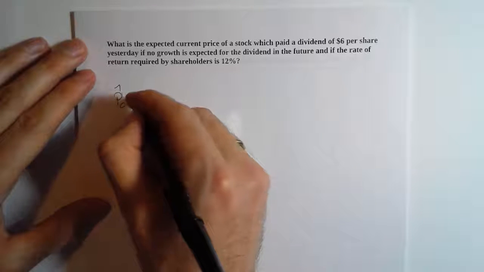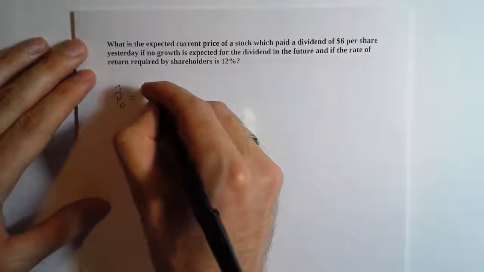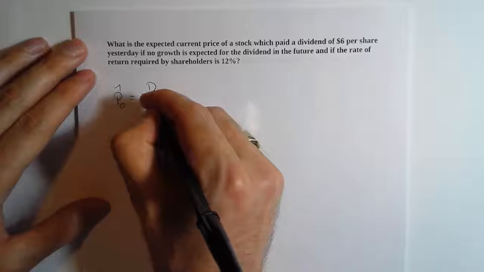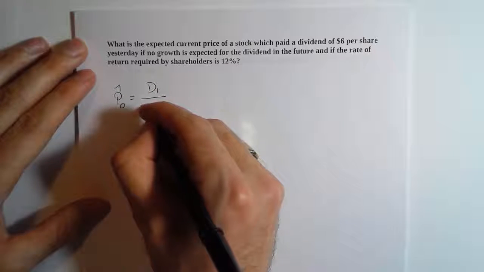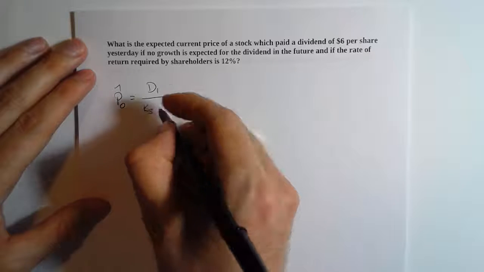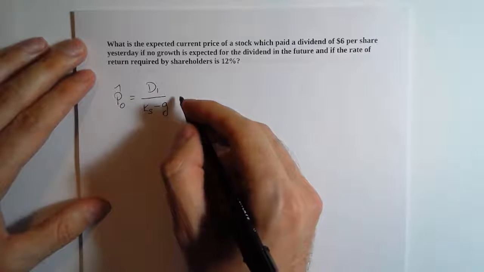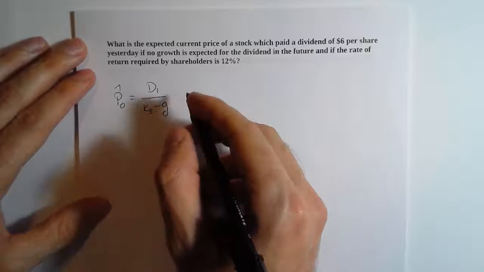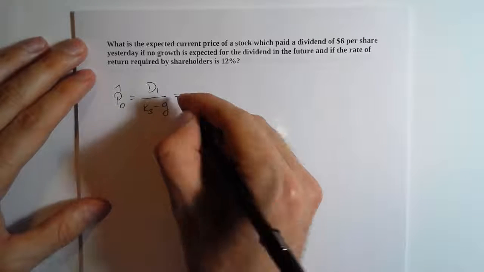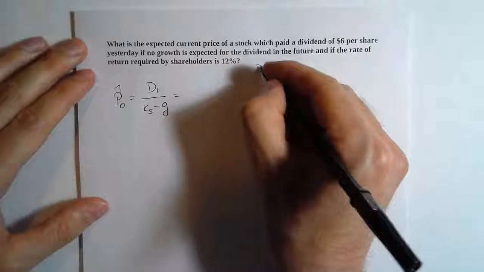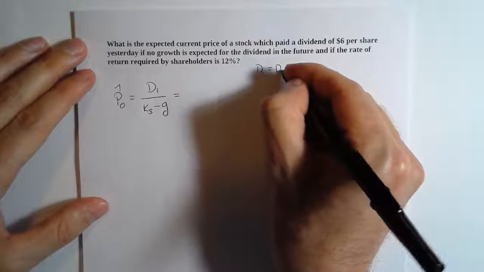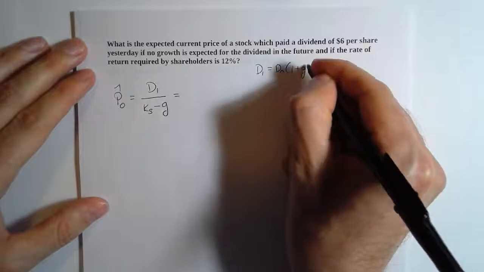the expected value of the stock today should be equal to D1, which is the dividend a year from now, over KS, which is the required rate of return, minus G, where G is the growth rate. And if you've been watching the other videos, you will know that D1 is equal to D0 times 1 plus the rate of growth.